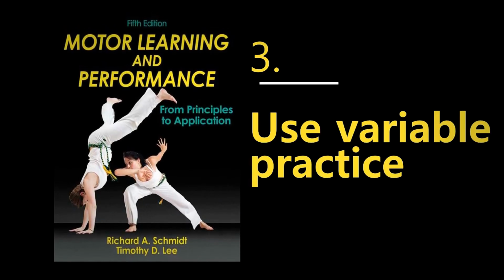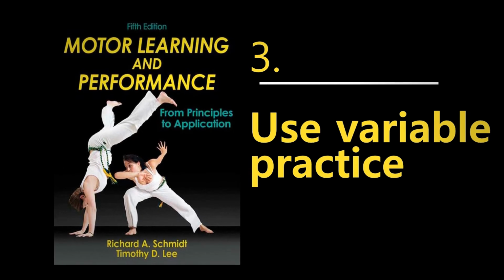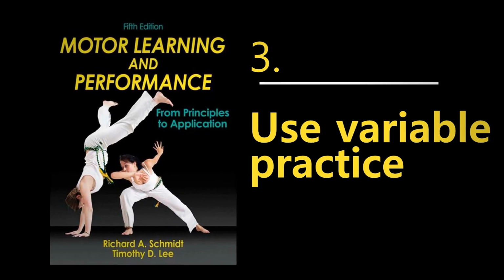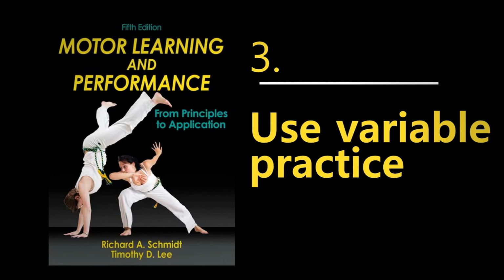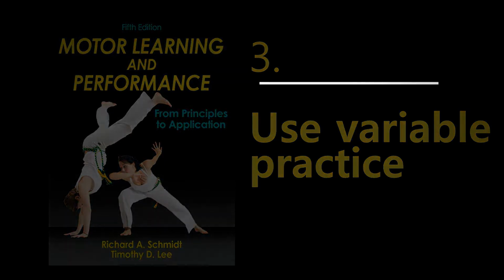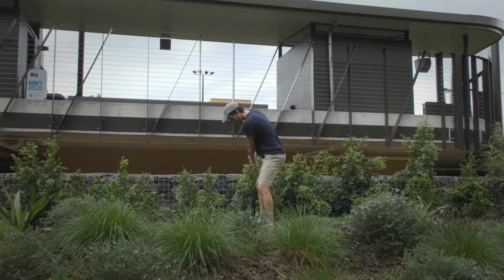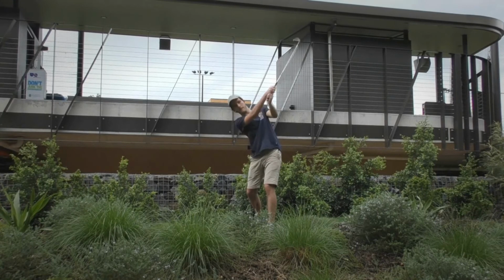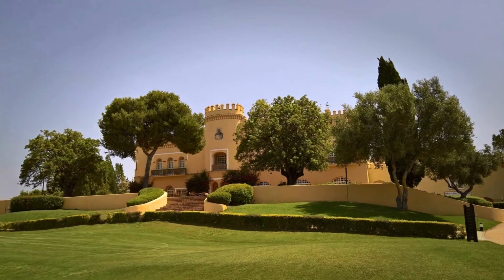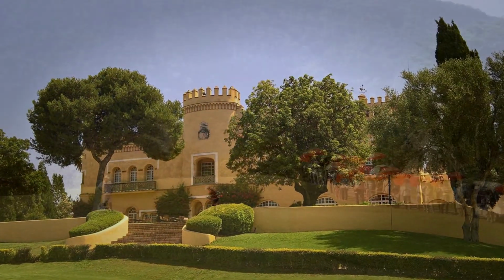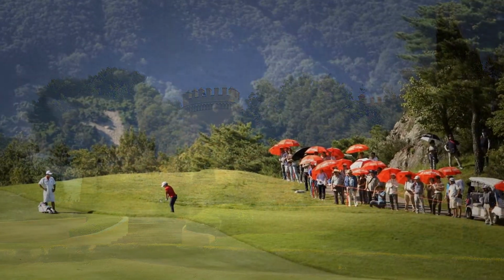Lastly, Schmidt and Lee recommended the use of variable practice. Variable practice is the idea that motor skills are learned and practiced in a wide range of environments and contexts to replicate the variability encountered in the real world. Applying this to golf, it would be recommended that the learner practice the shot technique with various clubs, on different terrains, in different weather conditions, and with and without a tee.